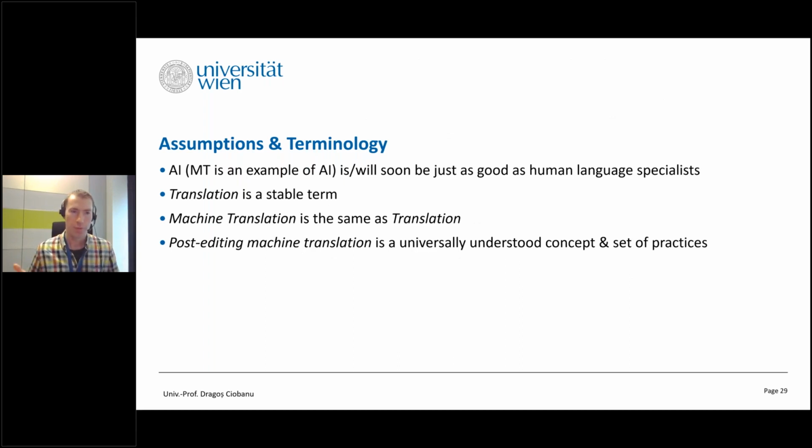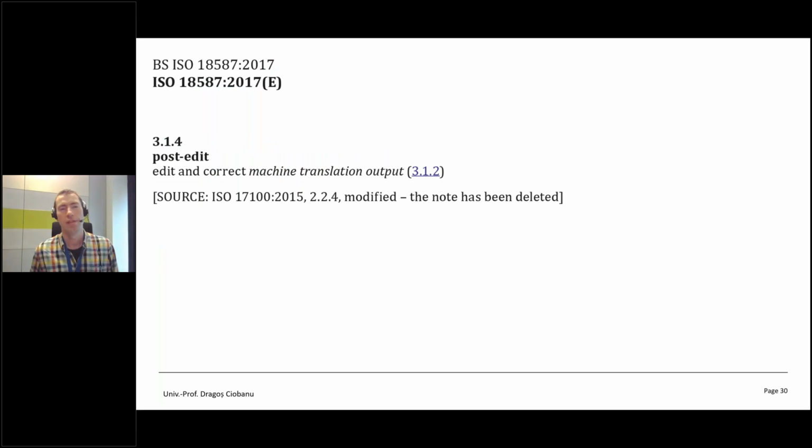So machine translation really isn't always the same as translation. And then there's also an assumption that post-editing machine translation is a universally understood concept as well as set of practices, when in fact, even if we start from our ISO standards, so the ISO 18587 is the post-editing standard, the standards are still fairly general.